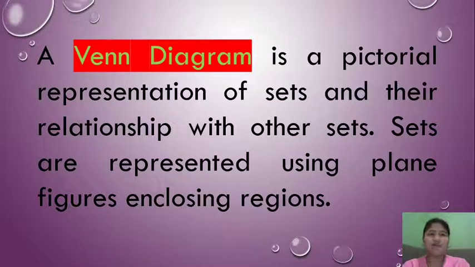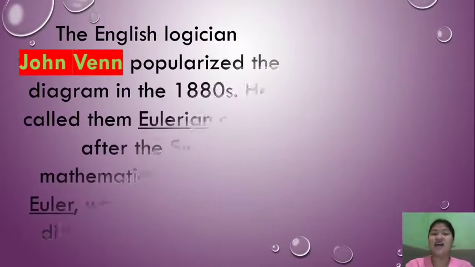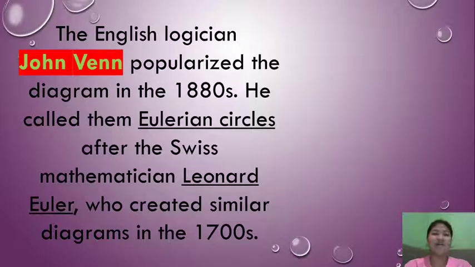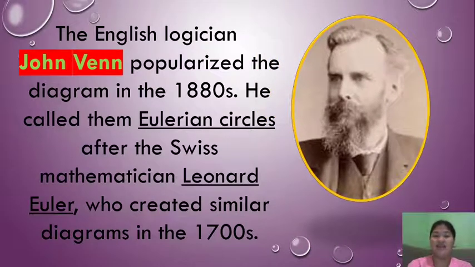But first, who discovered Venn diagram? So it is the English logician John Venn. He popularized the diagram in the 1880s. Actually, tinawag din po niya yung Eulerian circles after the Swiss mathematician Leonhard Euler, who created similar diagrams in the 1700s. Ito po si Mr. John Venn. Siya po ang nagpasikat ng tinatawag natin ngayon na Venn diagrams. So, let us take a look now at the example of Venn diagrams.